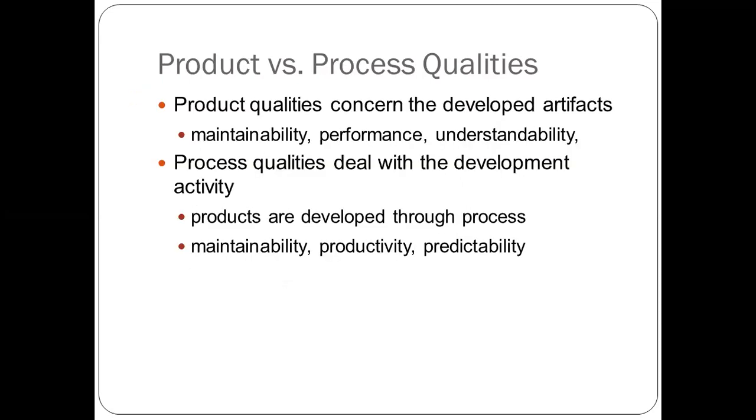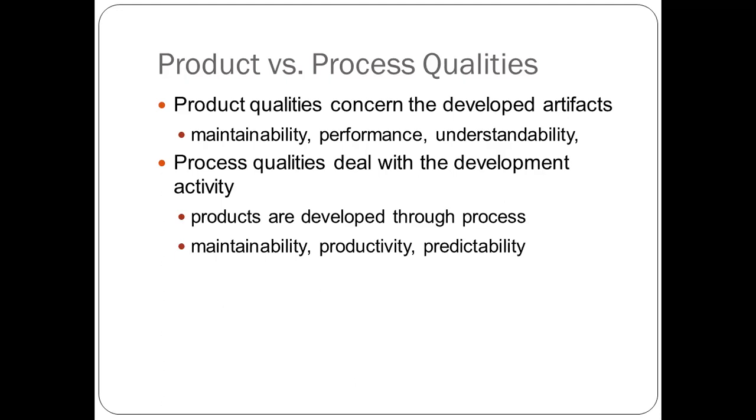So another factor is the product versus process qualities. Product qualities concern the developed artifacts, like the factors maintainability, performance, understandability. Here the new factor is performance, and the performance will depend on the quality of the developed product, the quality of the software which is developed by you. So from the quality, we will check the performance of that particular software.